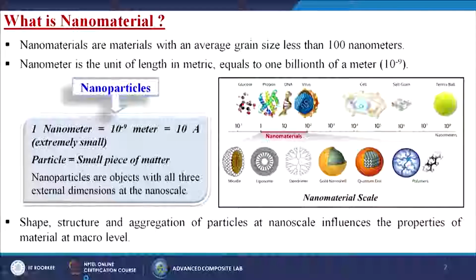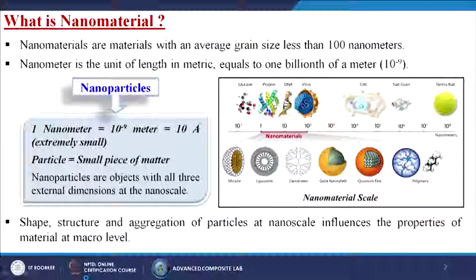Nanomaterials are materials with an average grain size of less than 100 nanometers. A nanometer is the unit of length in the metric system equal to one billionth of a meter, that is 10 to the power minus 9, as we all know. So, what are nanoparticles? 1 nanometer, as I have already told, is equal to 10 to the power minus 9 meter, which is equal to 10 angstrom. It is extremely small, so we cannot see it with our naked eyes. A particle is a small piece of matter.